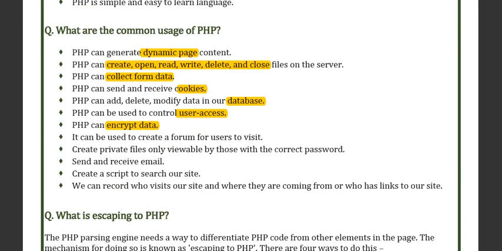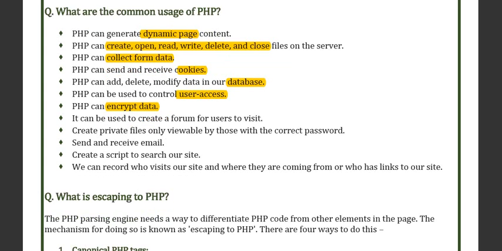What are the common uses of PHP? It can generate dynamic pages, and create, open and read data and files. It can collect form data. It can receive and send cookies on the client side. PHP can add, delete and modify data in the database. PHP can be used to control user access, and PHP can also encrypt data. Here are some points on the uses of PHP. You can take a snap of this one.